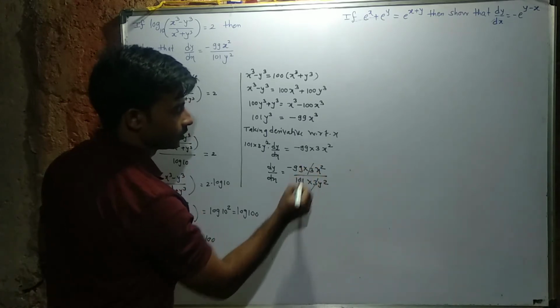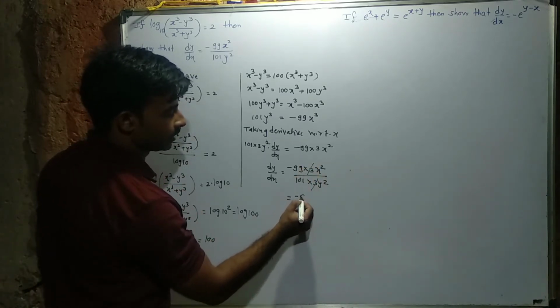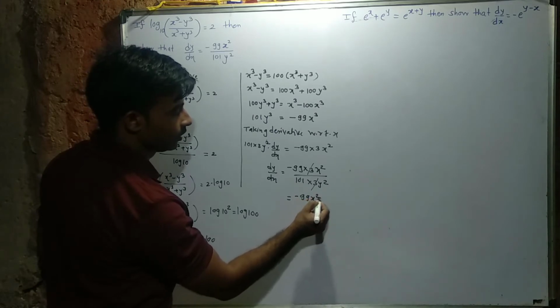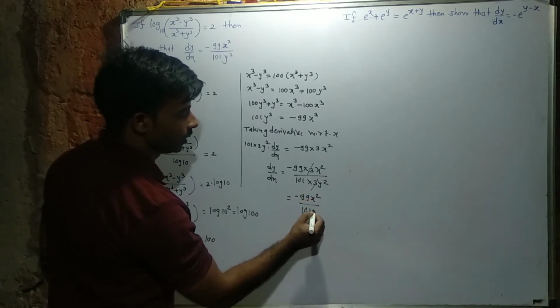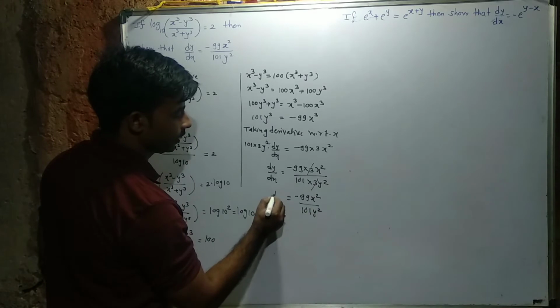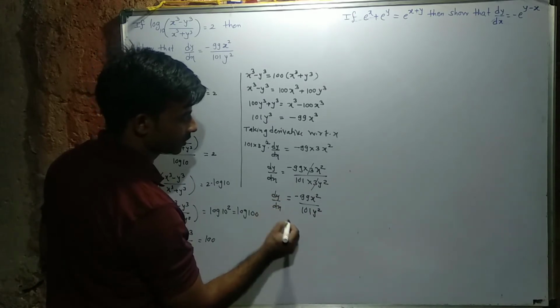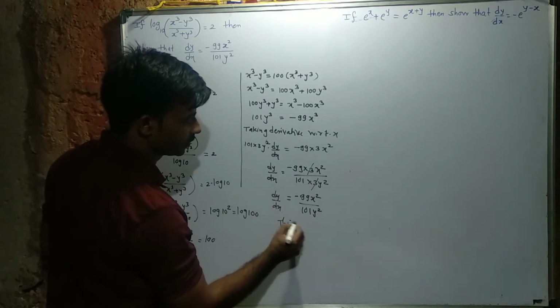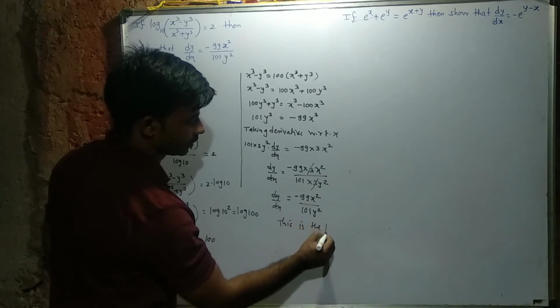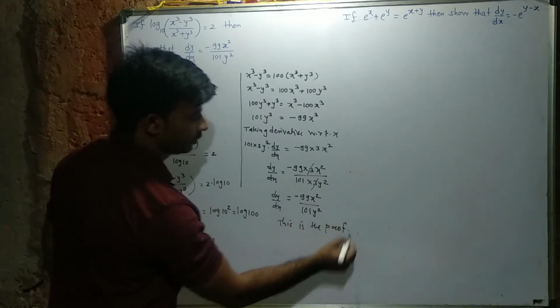3 and 3 cancel each other. At that time you will get minus 99x square divided by 101 y square, and this is your dy by dx, and this is your proof. This is the proof of that one.